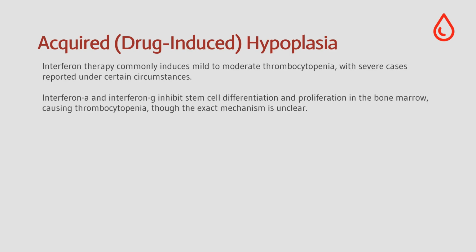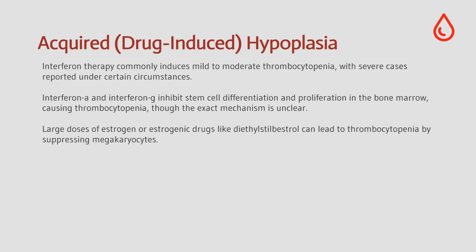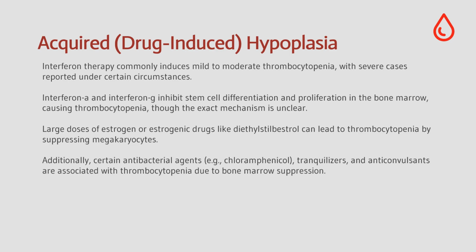Interferon alpha and interferon gamma inhibit stem cell differentiation and proliferation in the bone marrow, causing thrombocytopenia, though the exact mechanism is unclear. Large doses of estrogen or estrogenic drugs like diethylstilbestrol can lead to thrombocytopenia by suppressing megakaryocytes. Additionally, certain antibacterial agents, e.g., chloramphenicol, tranquilizers, and anticonvulsants are associated with thrombocytopenia due to bone marrow suppression.